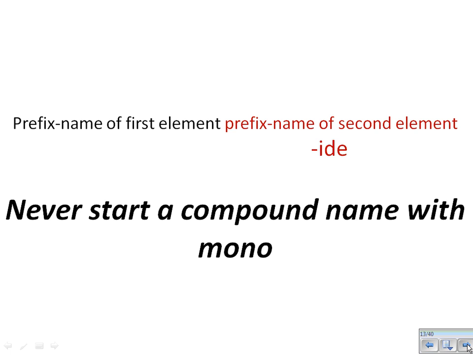phosphorus pentafluoride. Okay? You take the name of the first element, add a prefix, name of the second element, drop the ending, and add -ide. You're never going to start a compound name with mono.